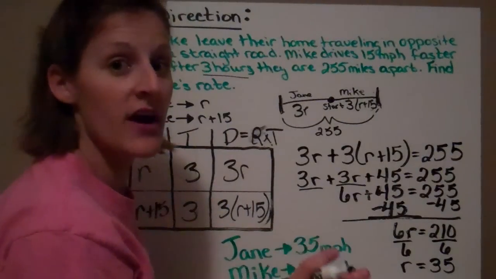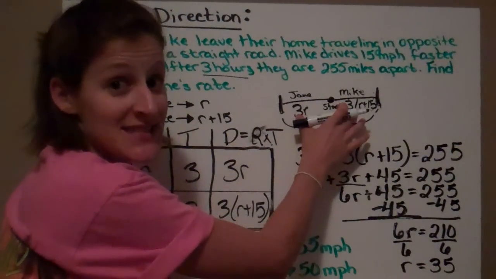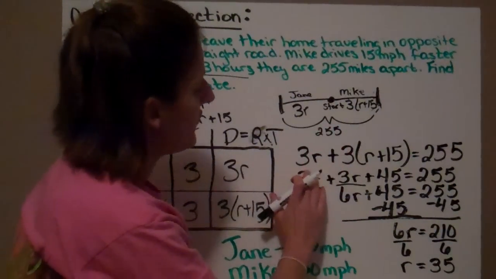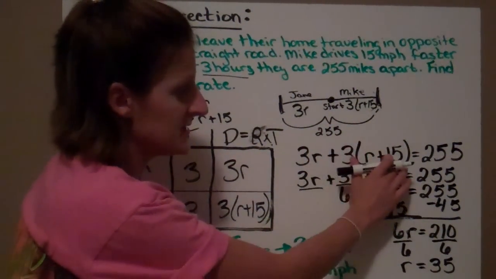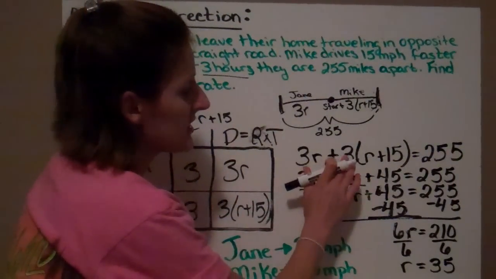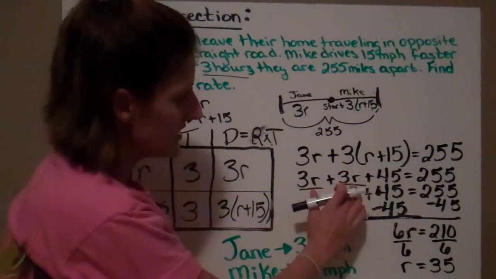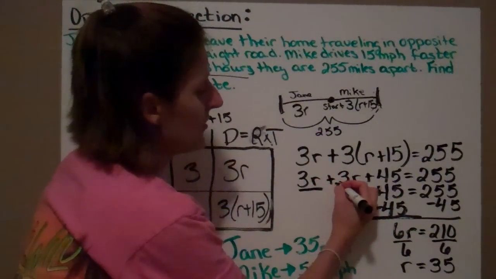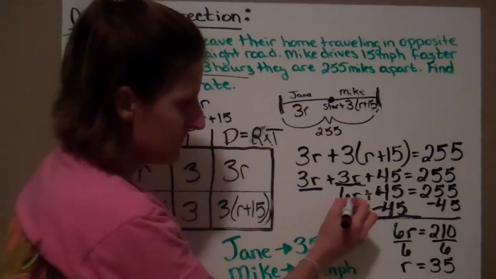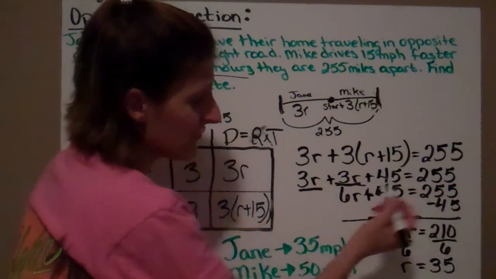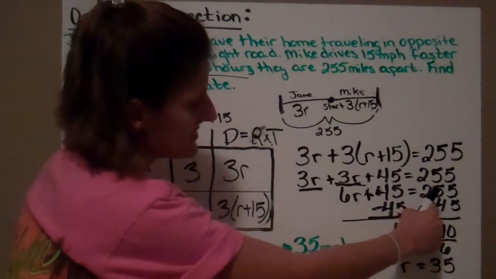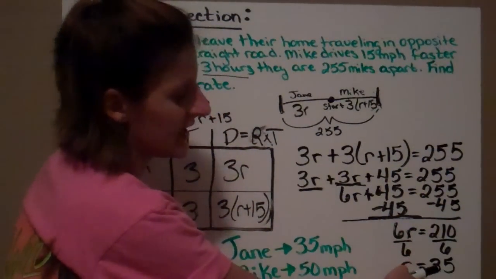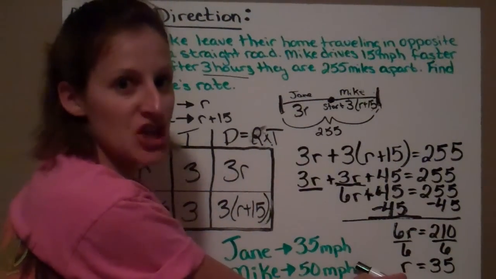So what you need to do to find the rates is you're going to add these two expressions together, and set it equal to the 255. So if I do 3R plus 3 times R plus 15 equals 255, I'm going to distribute this 3, so 3 times R is 3R. 3 times 15 is 45. I'm going to combine the 3R and 3R to get 6R plus 45 equals 255. Subtract 45 from both sides, and I get 6R equals 210, and divide each side by 6, and I get a rate of 35.